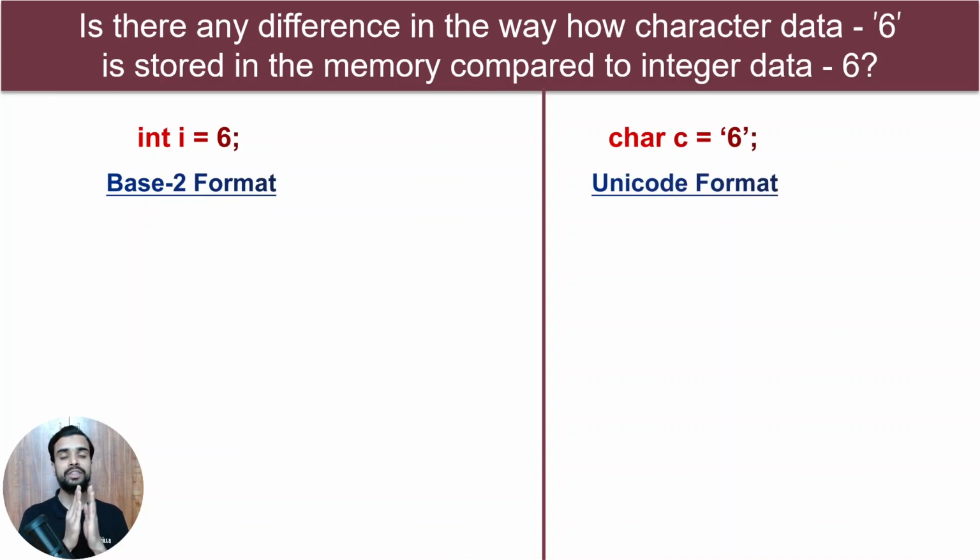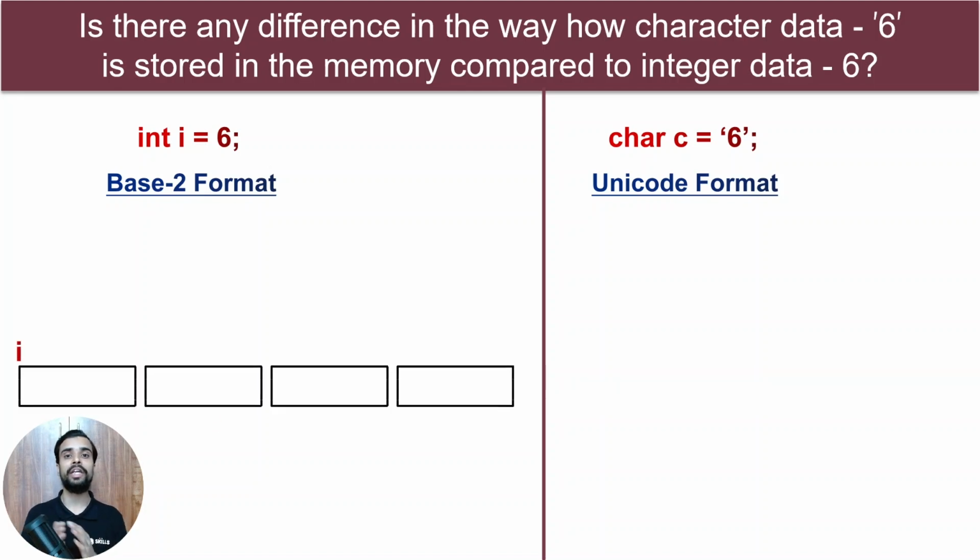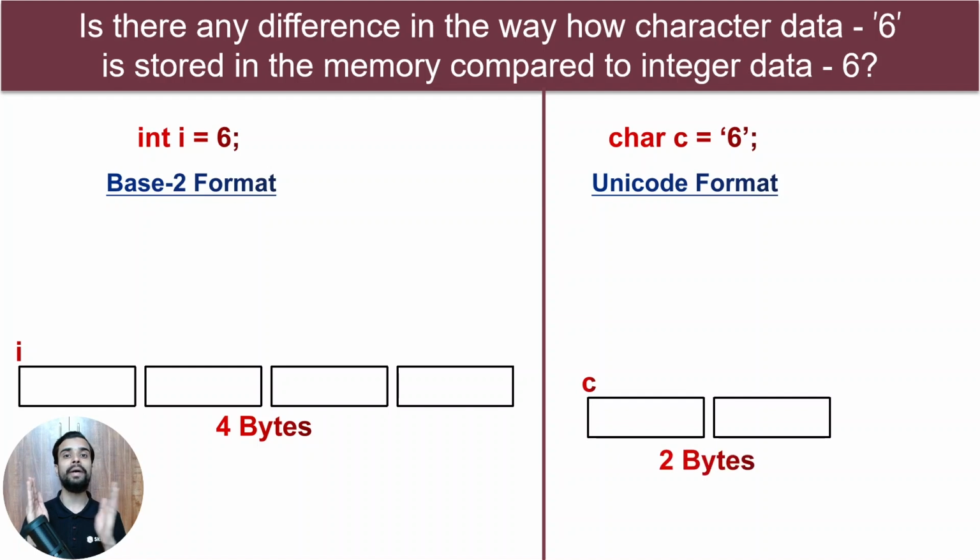Getting back to the first statement once again, the variable I has been declared using the int data type. That means definitely in the memory for this particular variable I, 4 bytes of memory would be allocated. But whereas in the second case, the variable C has been declared using the char data type, for which in the memory 16 bits or 2 bytes would be allocated like this.